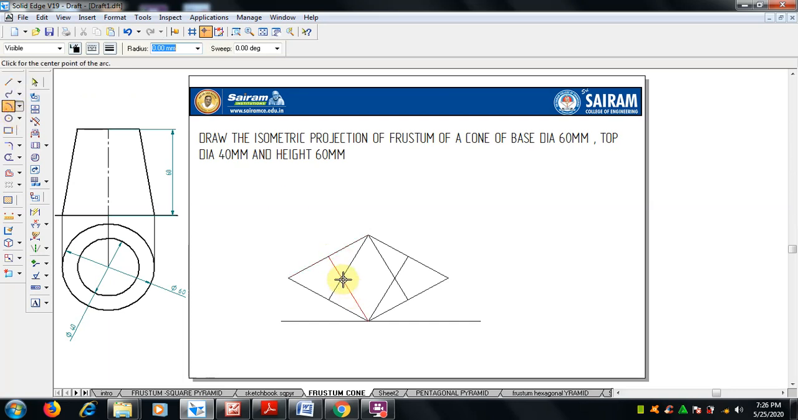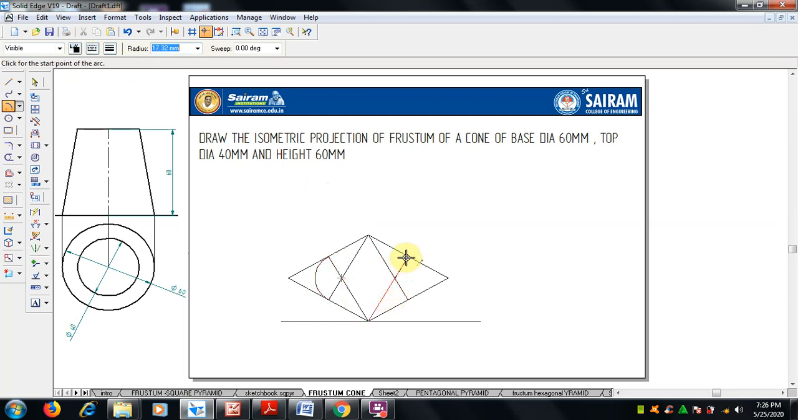Select center point method, intersection point, select arc by center point. So this is my center point where the intersection symbol comes, and then point here I have to make the arc. Okay, I can draw this arc by 0.5 mm thickness.